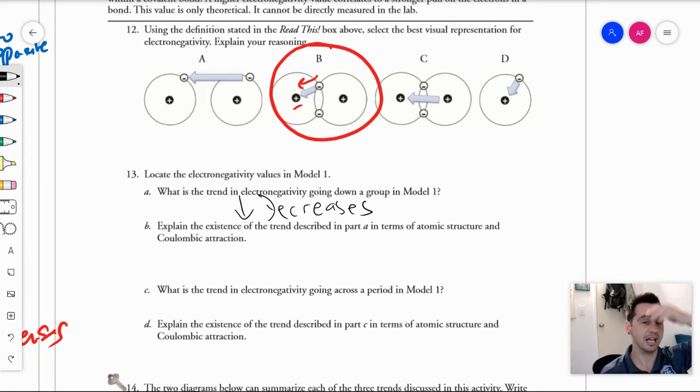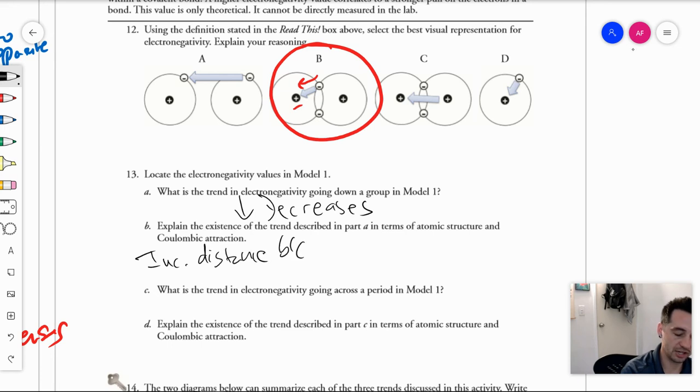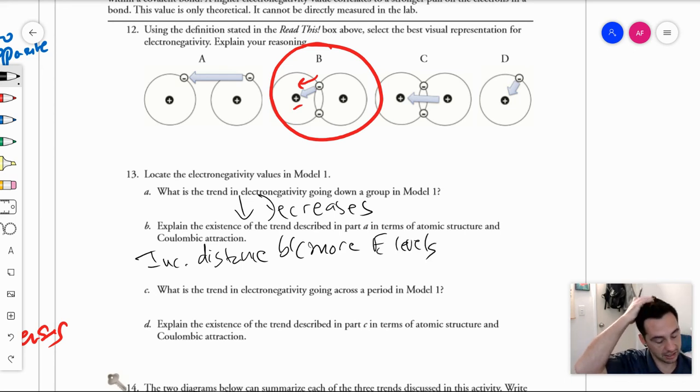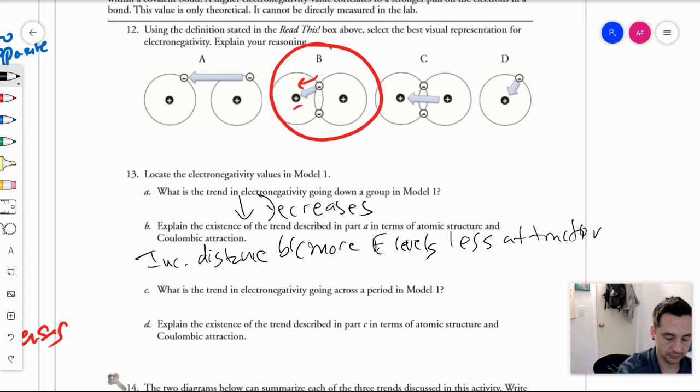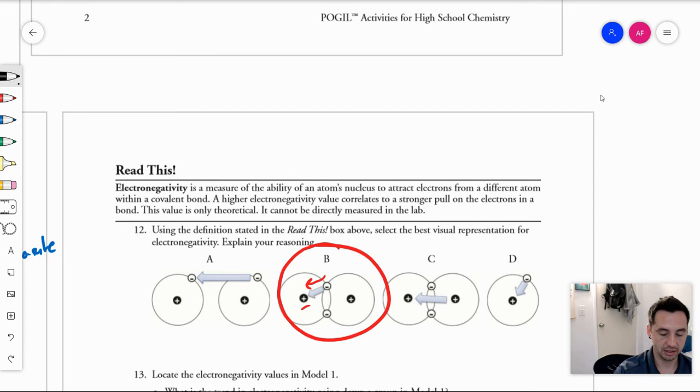Explain the existence of the trend. Why does it happen? Well, as we go down a group, the distance between the proton and the electron increases, because we're adding energy levels. Because we're increasing distance with more energy levels, we have less attraction. So simple.